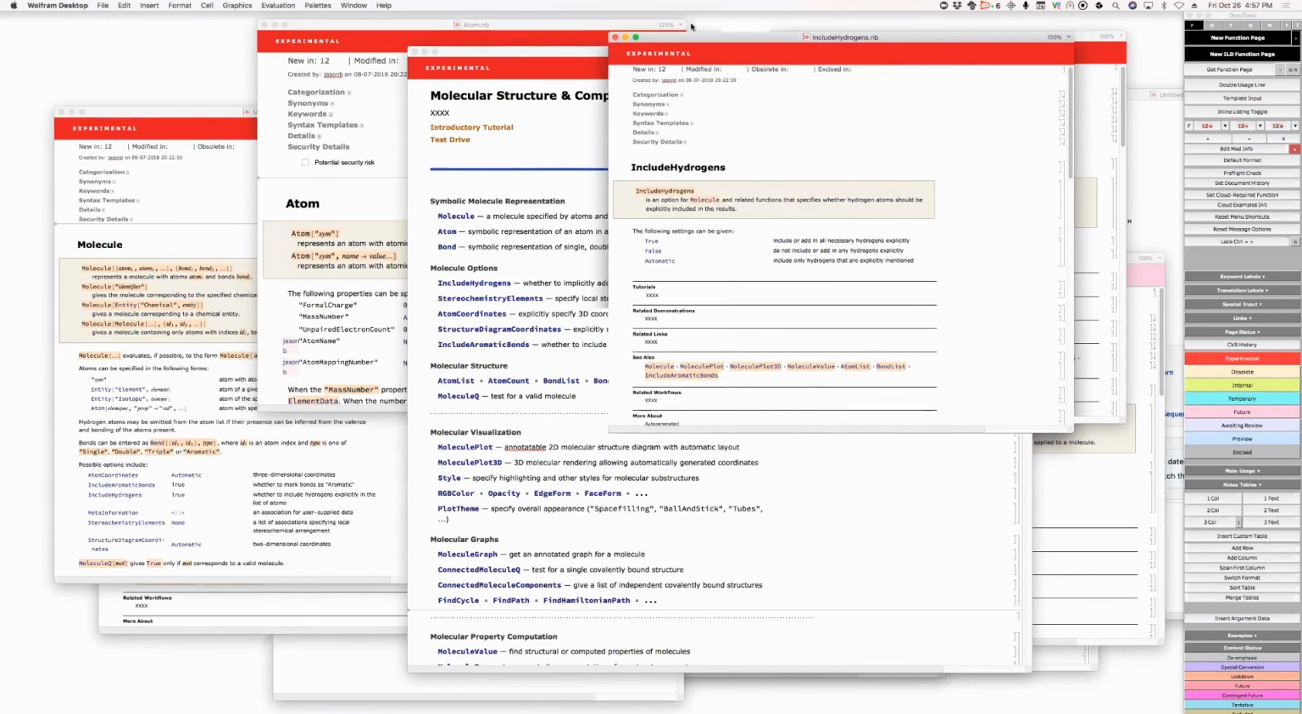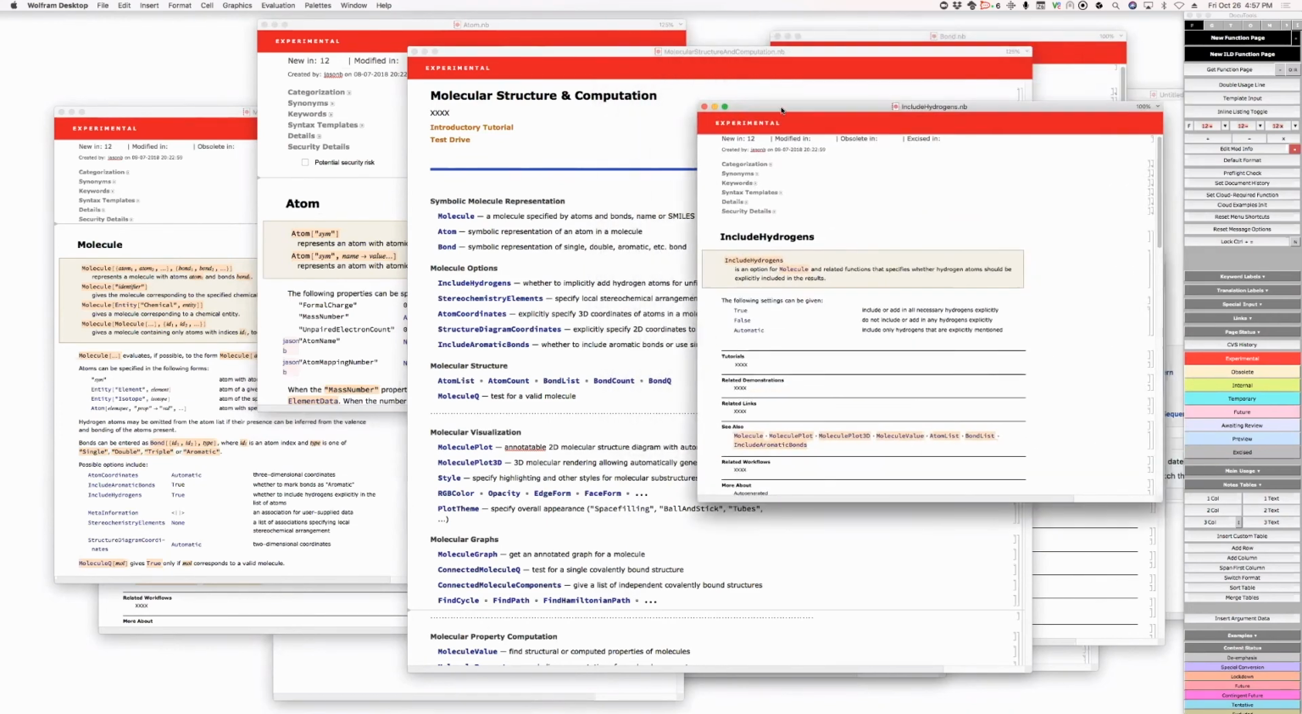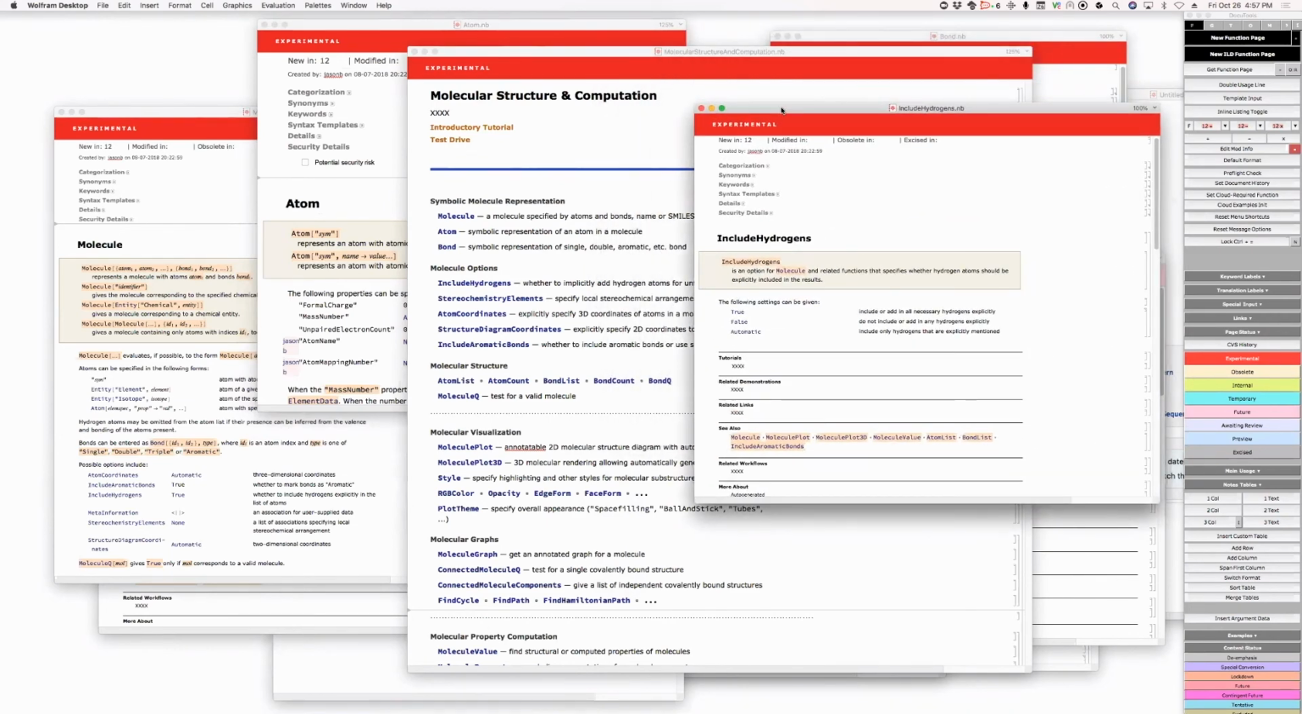So then if you do atom count on a molecule that has implicit hydrogens, it will only give you the ones that are explicit by default, unless you give atom count the option include hydrogens.